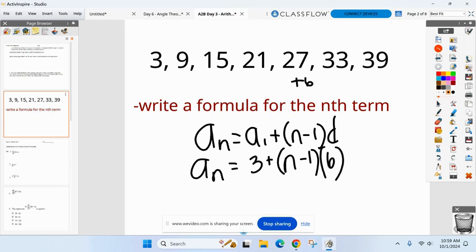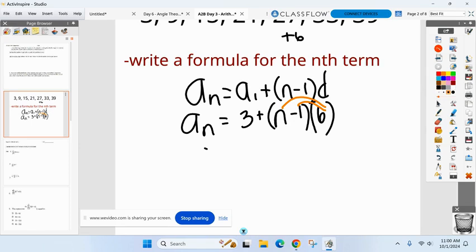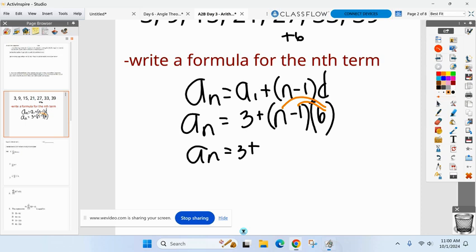There you go. Now, would you get credit for this? Yes, you would, but I'd like you to clean it up too, because you guys are more than capable of cleaning it up. So go ahead, help me clean this up here. Distribute that 6 for me real quick. Distribute the 6. What do you got? 6n minus 6. Good. Clean that up now.